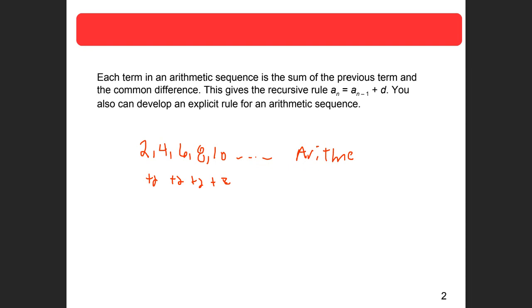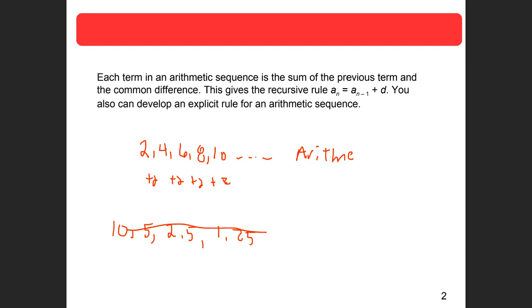So is this an arithmetic sequence? 10, 5, 2.5, 1.25? No, it is not an arithmetic sequence. This is a geometric sequence, but it is not an arithmetic sequence.